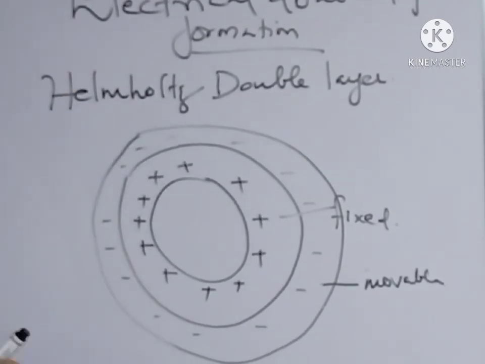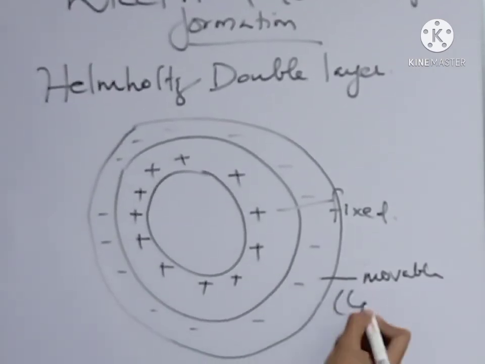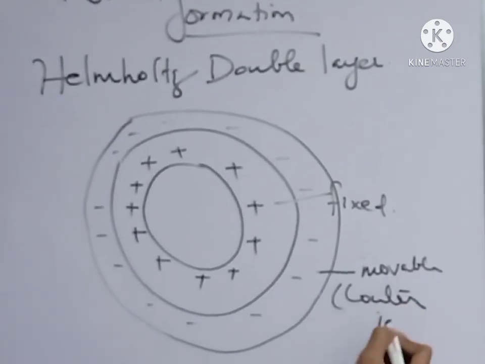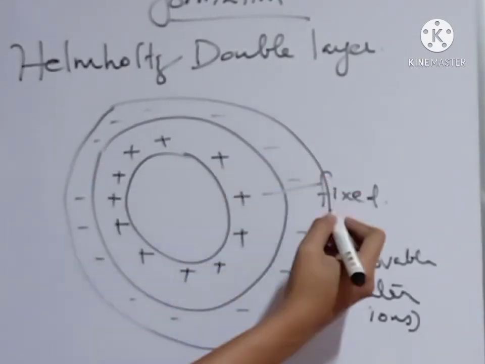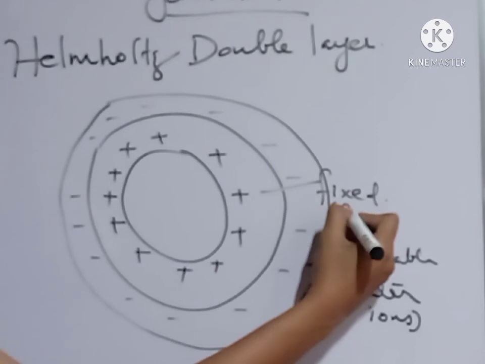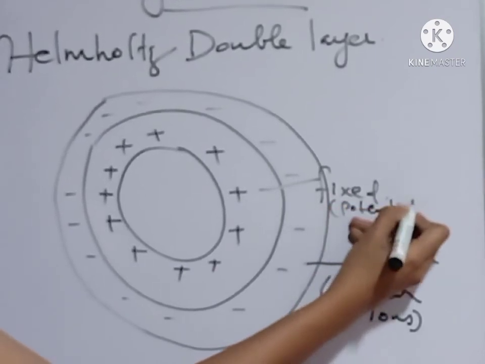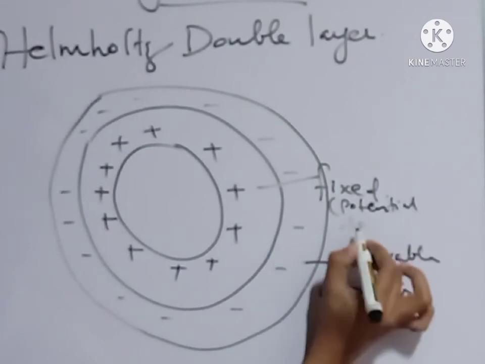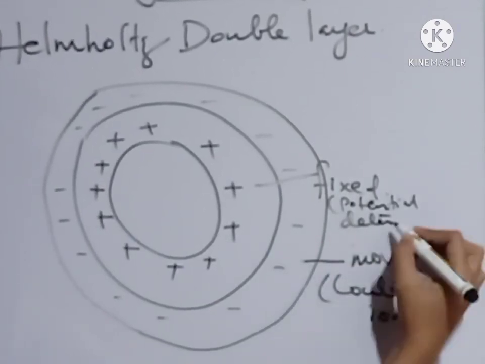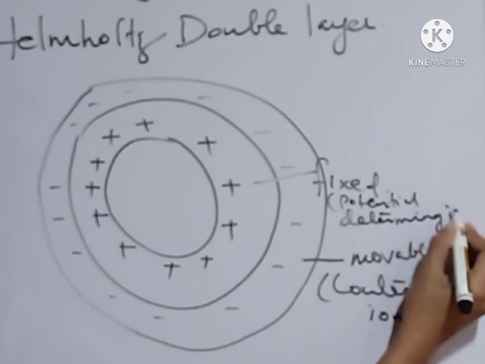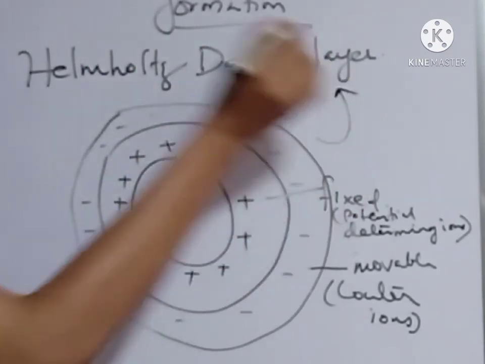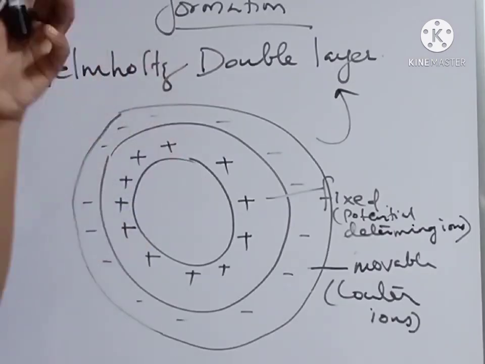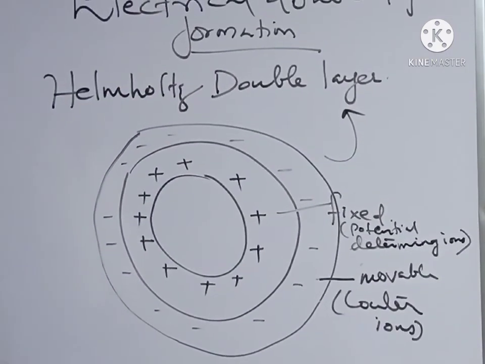The ions in the second layer are known as counter ions. The ions in the first layer are potential determining ions. So the combination of the fixed layer and the movable layer is known as Helmholtz double layer. Later this model was modified and the modified model is known as Stern double layer.